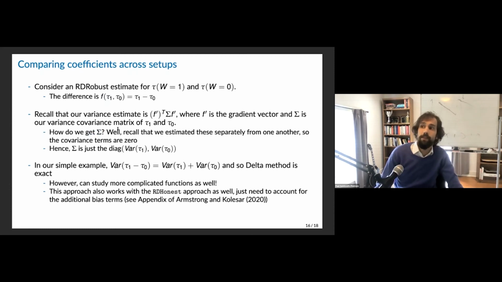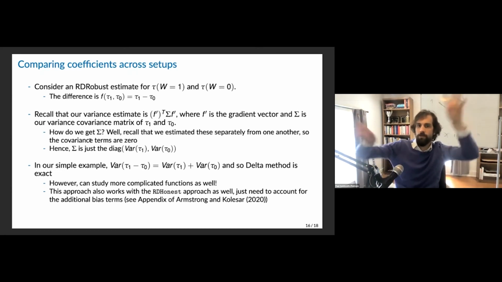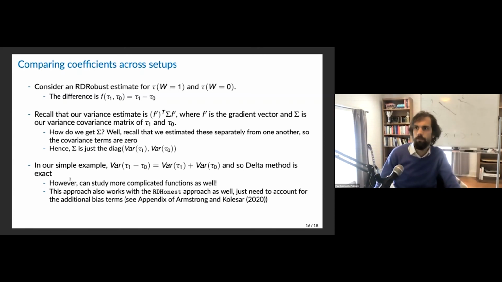And so how do we get that sigma? Well, in this case, it's really easy because we estimate them separately from each other. So we know that the covariance terms are exactly 0. We just estimate one thing on one sample, and we estimate another thing on another sample. They're totally independent from one another, the treatment effects. And so they have 0 covariance. And so this sigma is just the diagonal of the variance terms. And so you're going to get this product of the two.